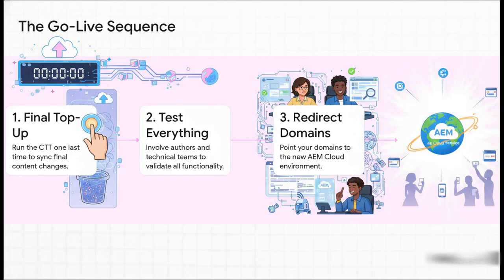And that brings us to the final countdown. It's pretty straightforward. You run one last content top-up to get everything perfectly in sync. You do a final, critical round of testing with everyone involved. Then you work with your network team to point your domain to the new cloud environment, and you flip the switch. When you plan it out, this last step can be incredibly seamless for your users.